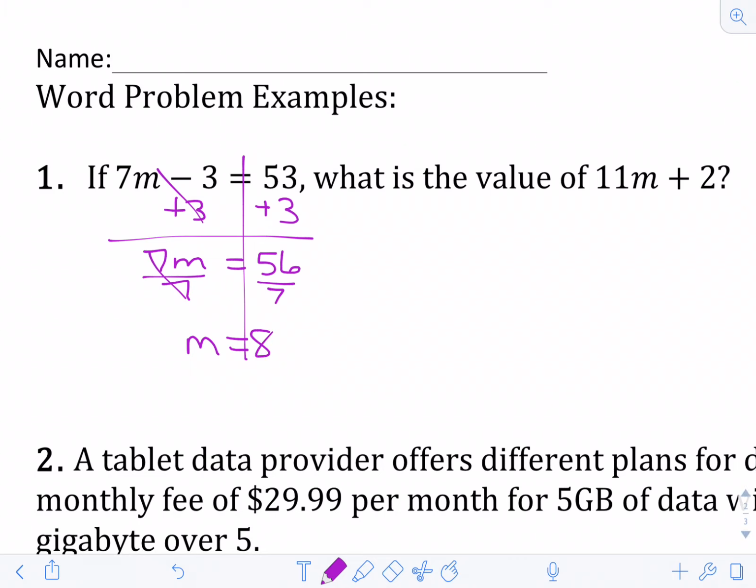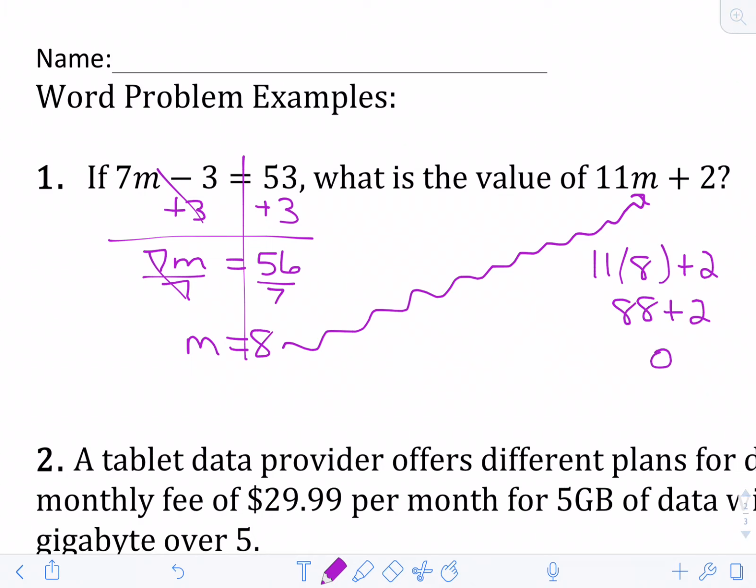8. Well, it's asking what's the value of 11m plus 2. So what I have to do is I got to bring this lovely little 8 over here and plug it in for that m. So what I get over here is 11 times m is equivalent to 8 plus 2. 11 times 8 is 88 plus 2, that will give me 90. So the value of 11m plus 2 will be 90.